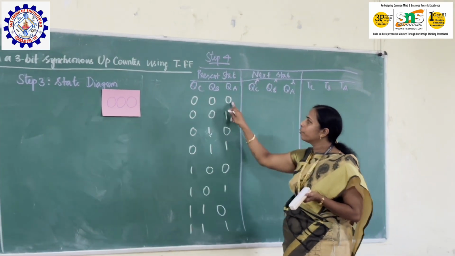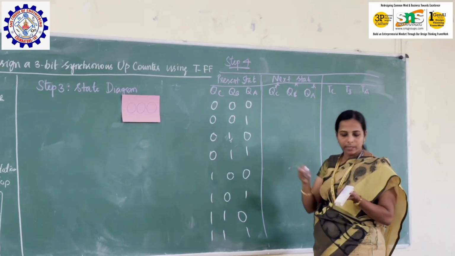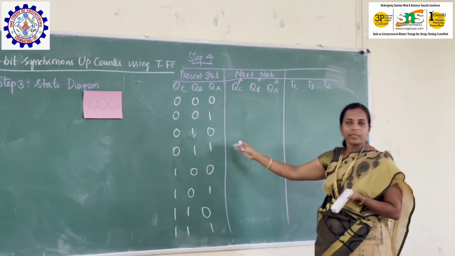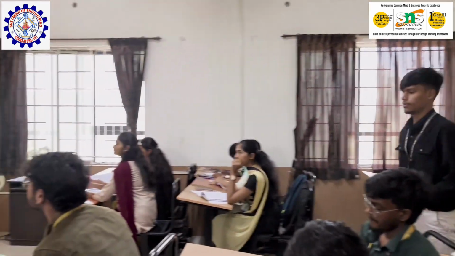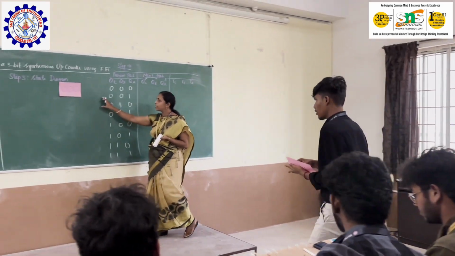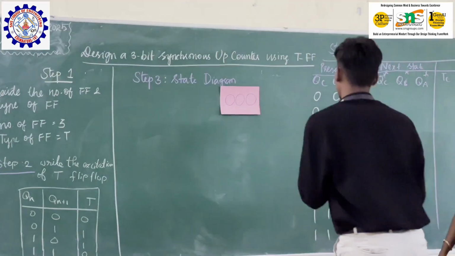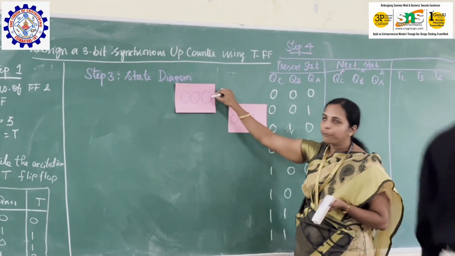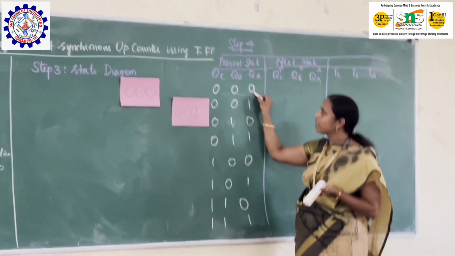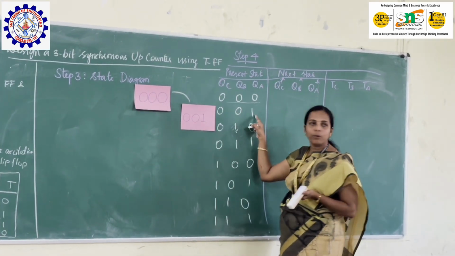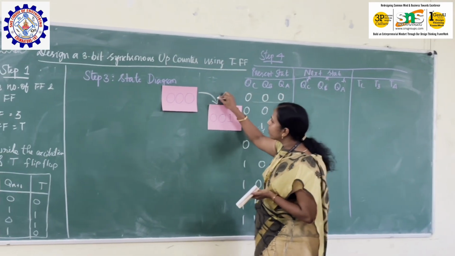As per this, if this is the present state, what should be the next state? You can place the next state here. So if 000 is the present state, then the next state will be 001. This is known as the state diagram.